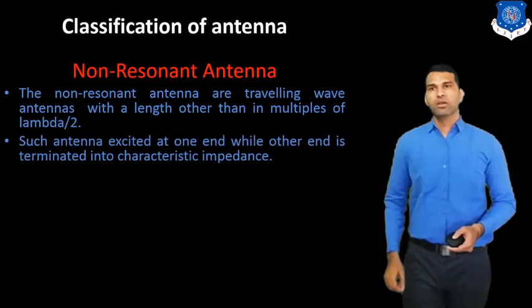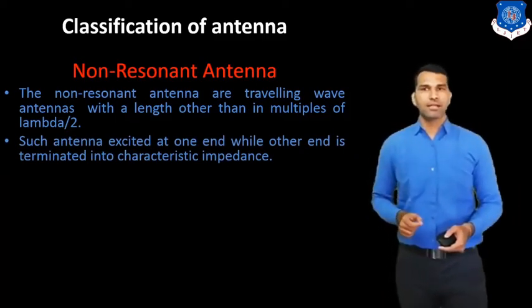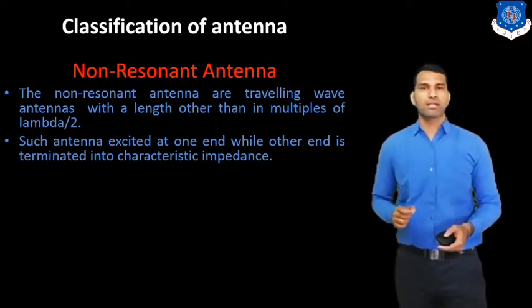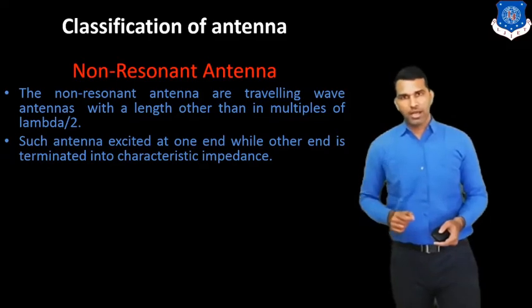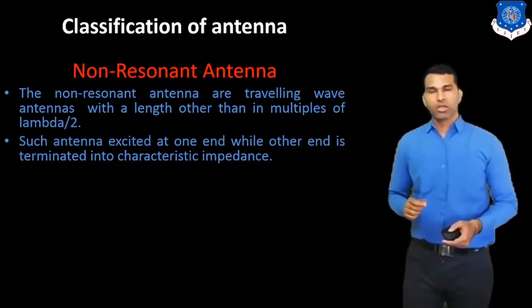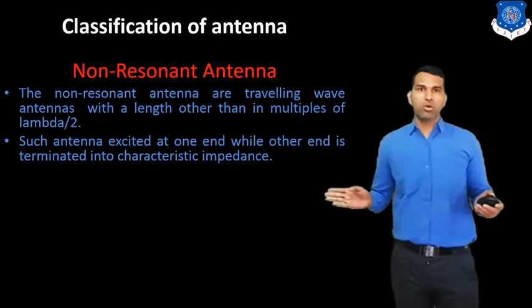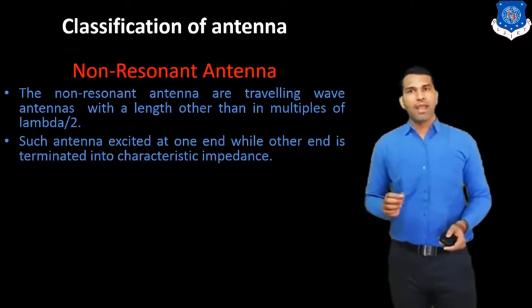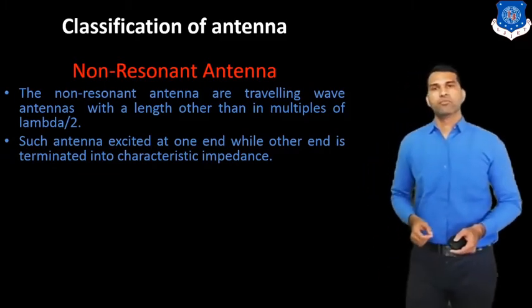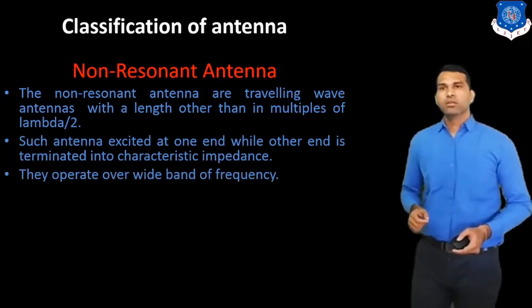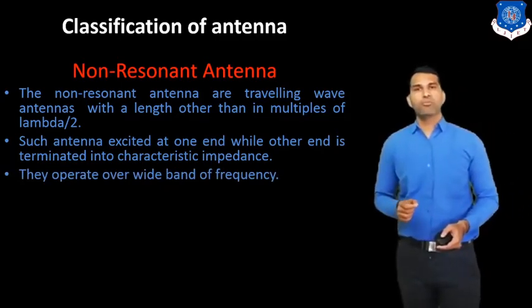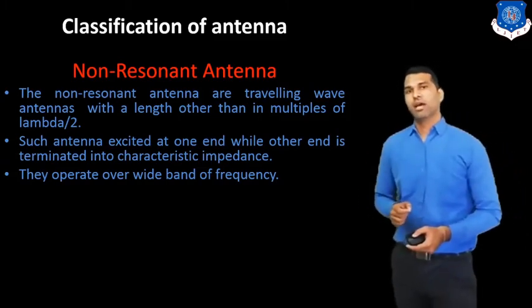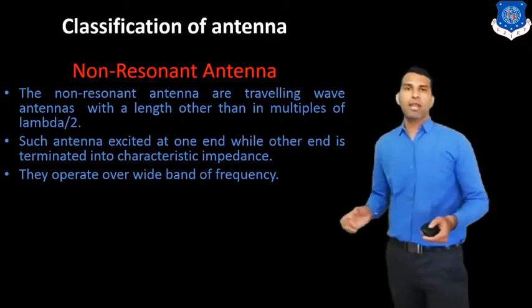Now next one. Such an antenna is excited at one end while the other end is terminated into the characteristic impedance. In the resonant antenna, we know both ends are open, but here one end is terminated into the characteristic impedance. Now the next property: they operate over a wide band of frequency. So this is the main characteristic of the non-resonant antenna. It operates over a wide band of frequency range.